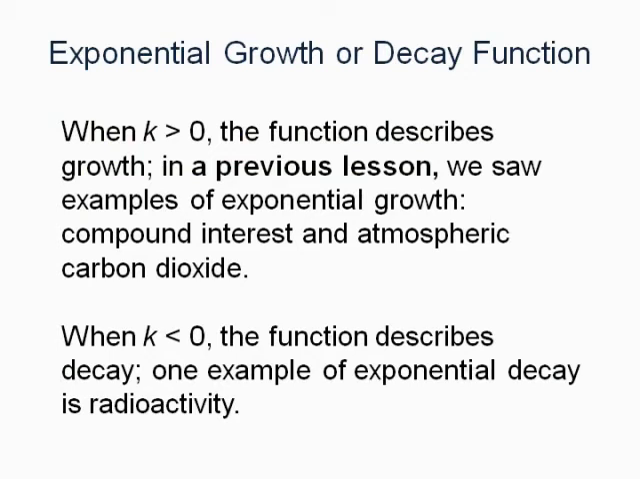When k, that constant number, is greater than 0, the function describes growth. In a previous lesson, we saw examples of exponential growth: compound interest, and atmospheric carbon dioxide, the CO2 levels and global warming. And when k is less than 0, the function describes decay. One example of exponential decay is radioactivity.